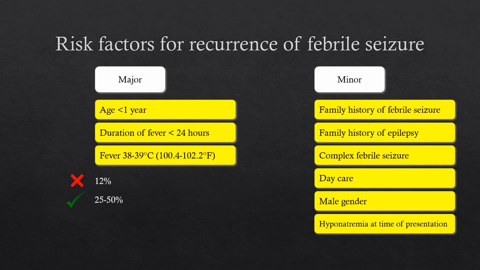But if the child has any one of these risk factors, the child has a 25 to 50% risk of developing a febrile seizure. If the child has two of the risk factors, the child has a 50 to 59% risk of developing recurrence of febrile seizure. And if the child has three risk factors, the child has a 73 to almost 100% risk of developing a febrile seizure.